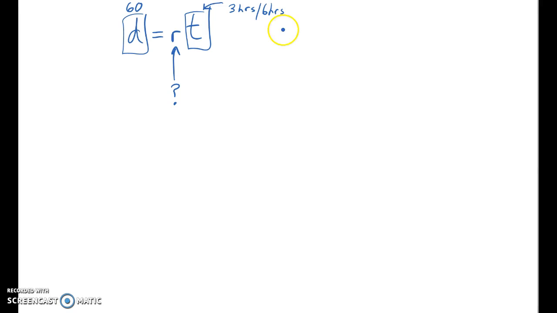So here's our variables. The rate of the current, we'll say is C. This is the rate of the current. And then we have the rate of the boat, we'll say B.